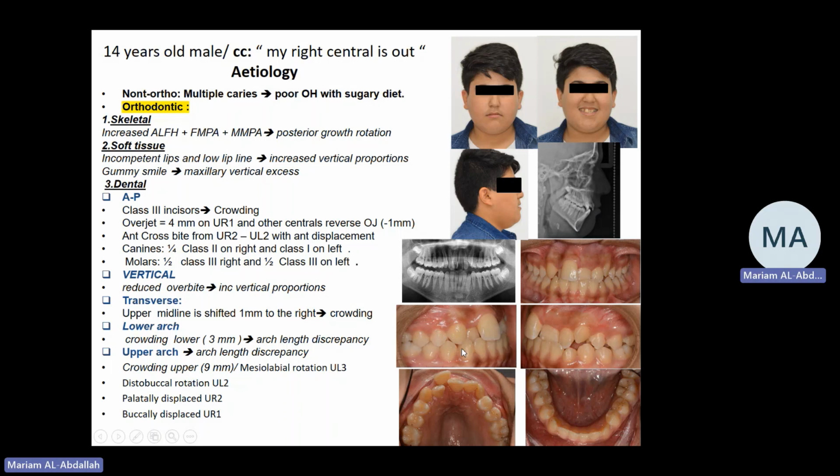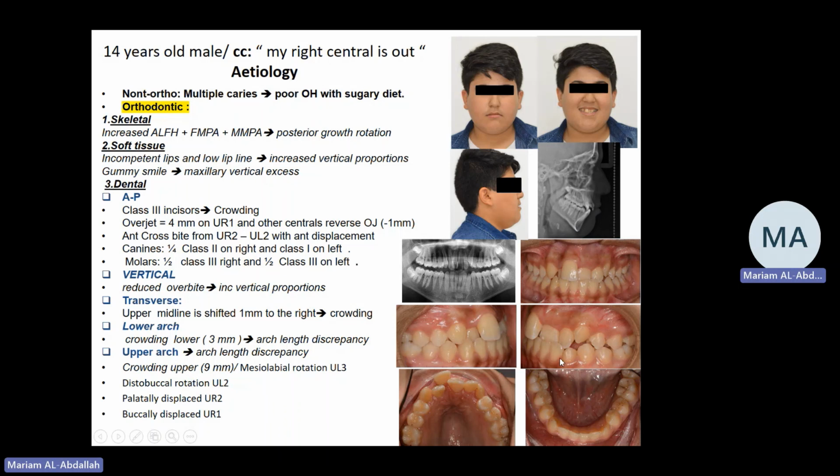Okay, the canines are quarter class 2 on this side. It's because of the crowding mainly affecting this lateral incisor. So crowding is affecting all teeth, but this lateral incisor is more severely affected. And part of the problem is that the canine has shifted mesially, ending with a quarter class 2 canine relationship. Right, so molars are class 3.